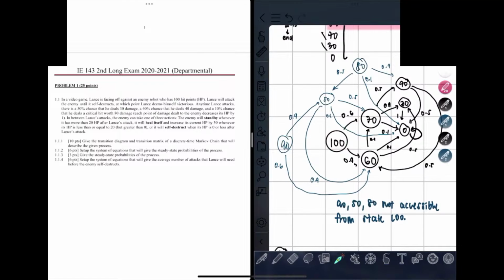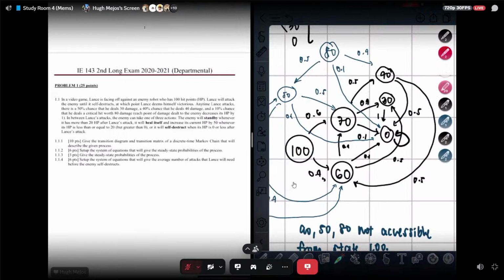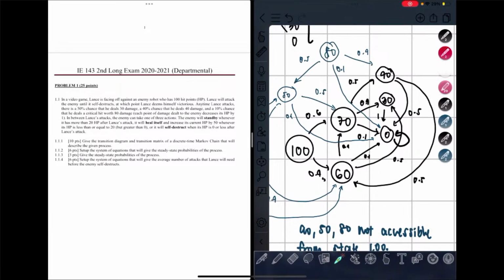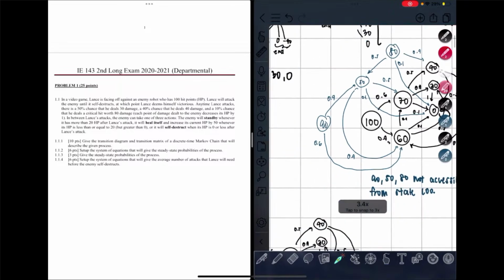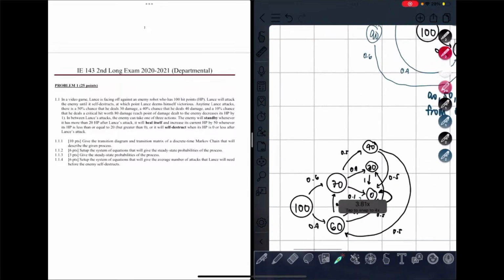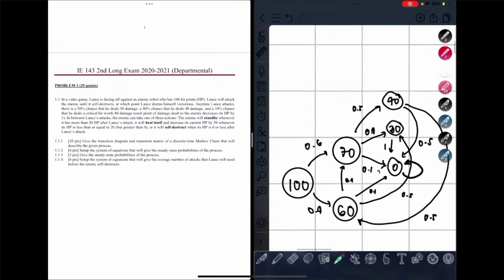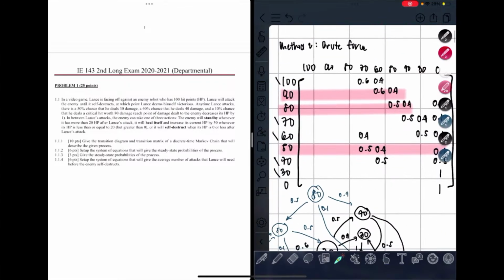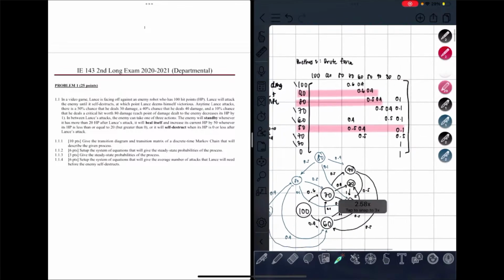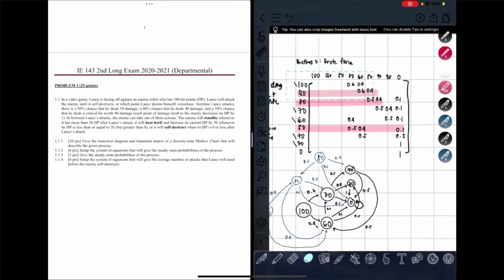So effectively, the only relevant part of the state diagram is the part that refers to the states written in black. The ones written in blue, you cannot access from 100 as your starting state. So, removing the redundancies, it becomes just this. That's the transition diagram. For the transition matrix, you just remove 90, 80, and 50 from this one.